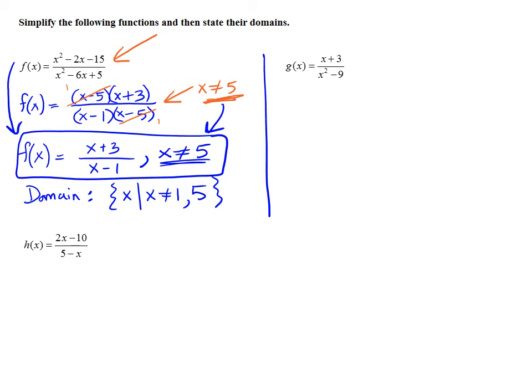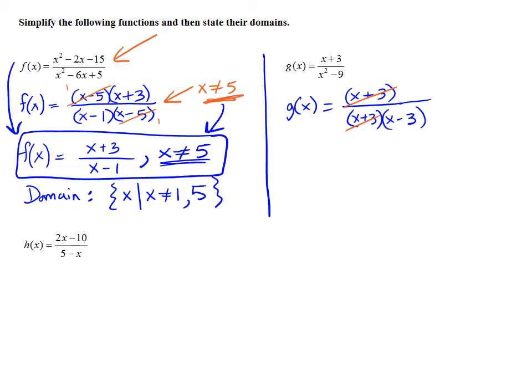Let's look at another example. g of x equals x plus 3 all over x squared minus 9. First factor, so we have x plus 3 in the top, and the denominator is a difference of squares, so it will factor to x plus 3 times x minus 3. There was no way to factor the top, but when you look closely, that is exactly what we have in the denominator. So I can cancel those as a common factor.